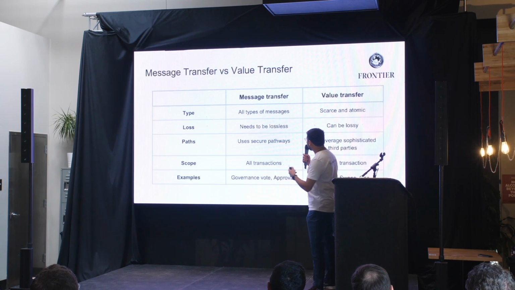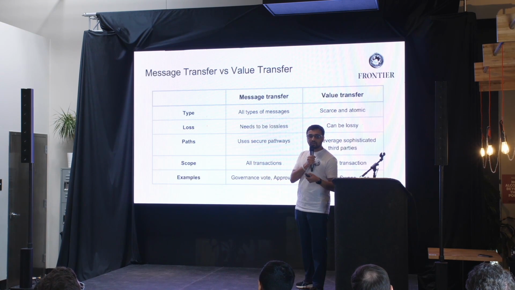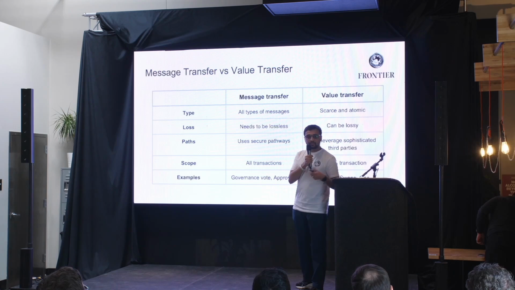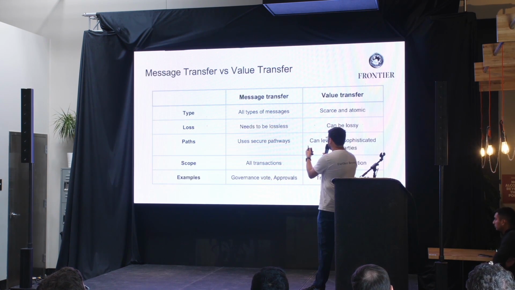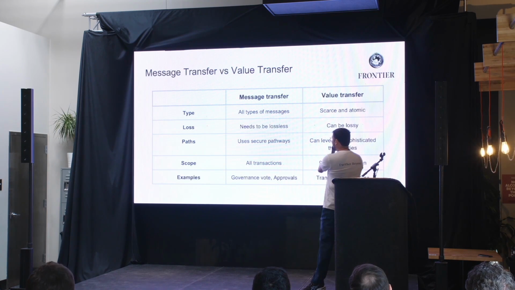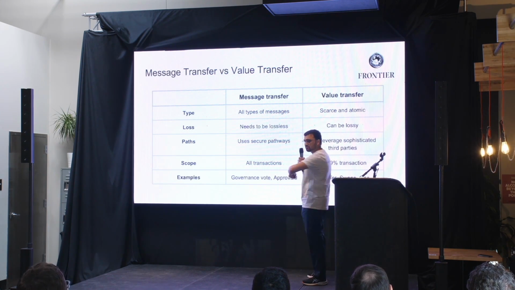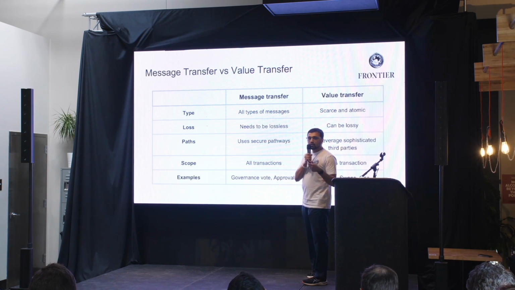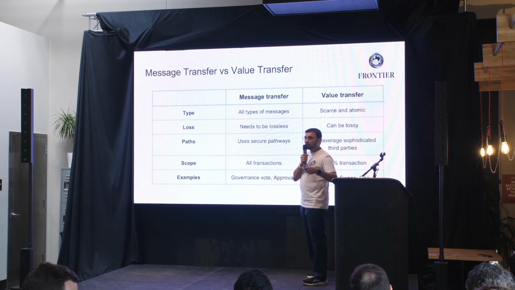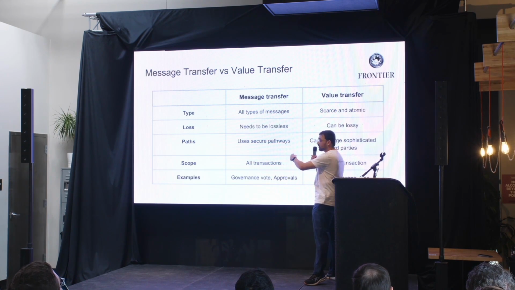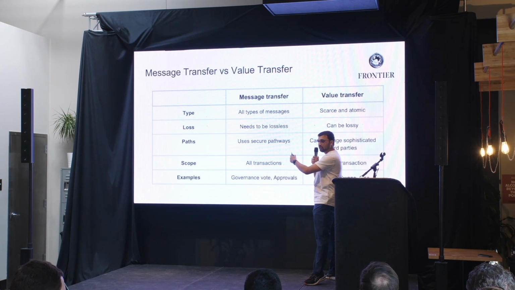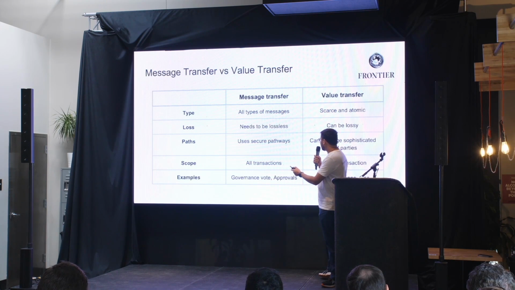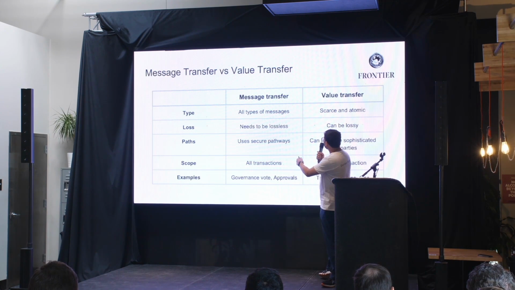The first thing that you need to do is decide what type of message you are transferring across chains. Are you transferring a normal message, like information, or are you transferring value? All types of messages need to be lossless. If you are participating in a governance vote and you want to vote yes, you don't want that information to be converted into a maybe. So it has to be lossless, and hence it needs to use all the secure pathways. Some examples are governance voting and approvals for message transfers.